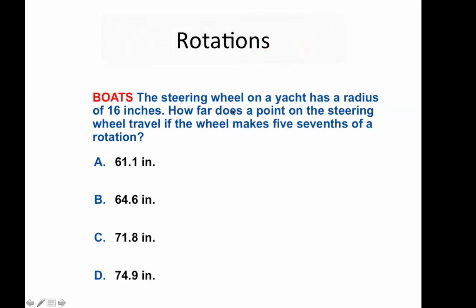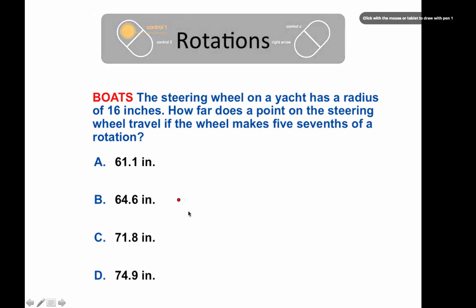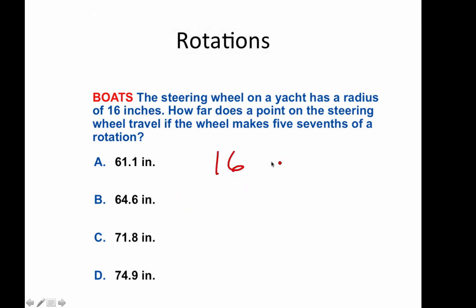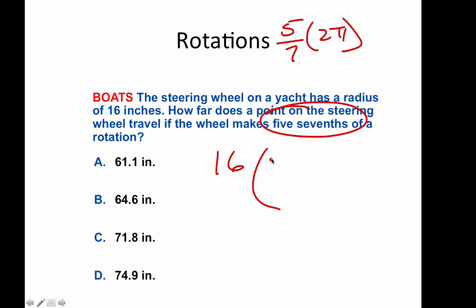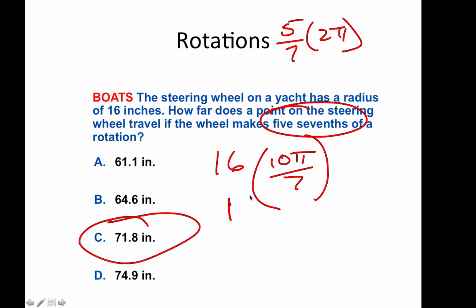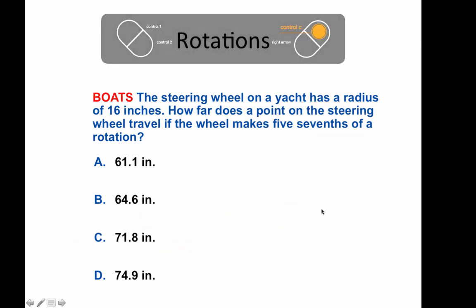Next one, same thing. Radius is 16, radians is 5/7 of 2 pi. So 5/7 of a full turn. That's going to be 10 pi over 7. Again, we're going to plug that into the calculator. 16 times 10 pi divided by 7, and I get 71.8. So again, radius times radians. That'll get her done for you.